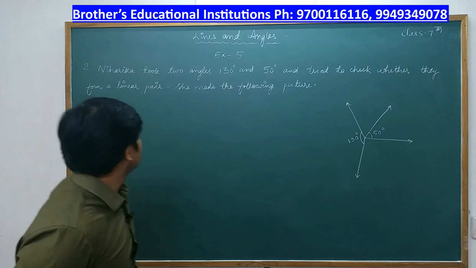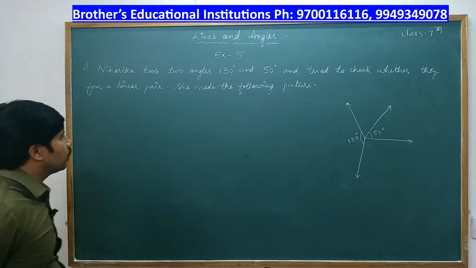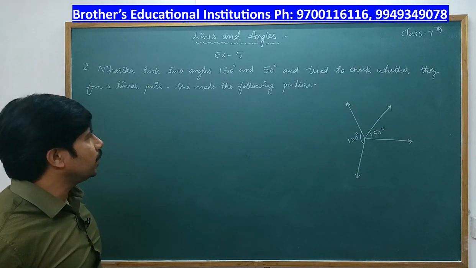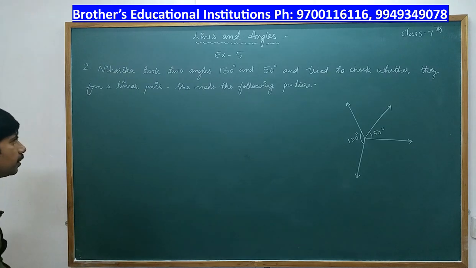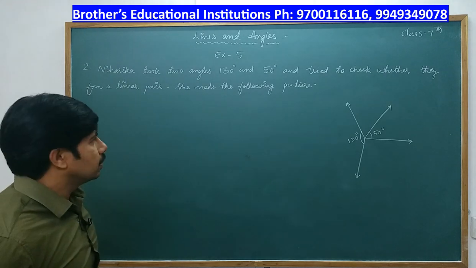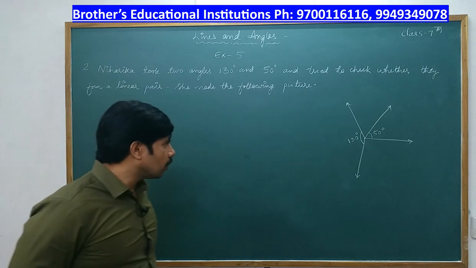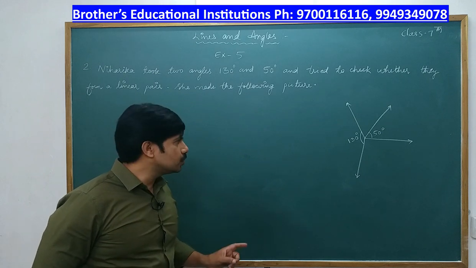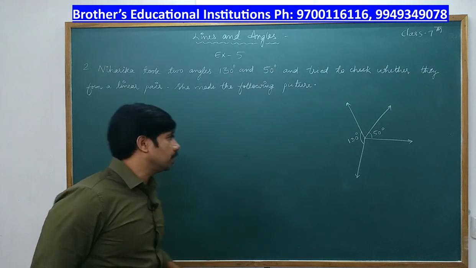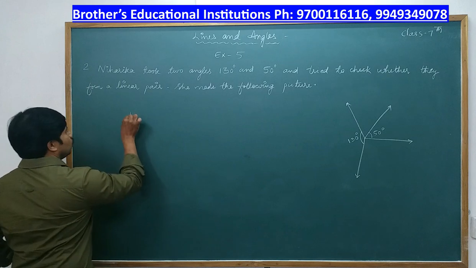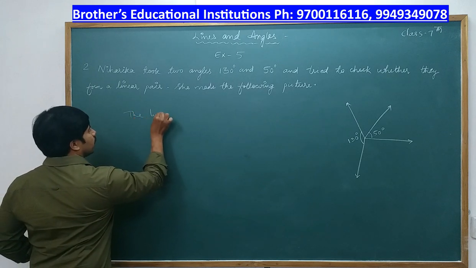Next one. Niharika took two angles, 130 degrees and 50 degrees, and tried to check whether they form a linear pair. She made the picture. Now, Niharika made a wrong picture because these two will not form a linear pair. Okay, she made it wrong. The two angles do not form a linear pair.